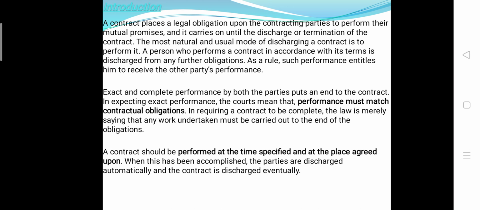In expecting exact performance, the courts mean that performance must match contractual obligations. In requiring a contract to be complete, the law is merely saying that any work undertaken must be carried out to the end of the obligations. A contract should be performed at the time specified and at the place agreed upon. When this has been accomplished, the parties are discharged automatically and the contract is discharged eventually.